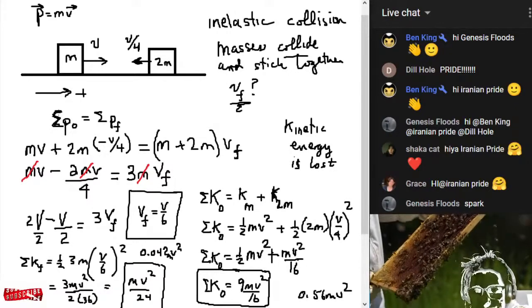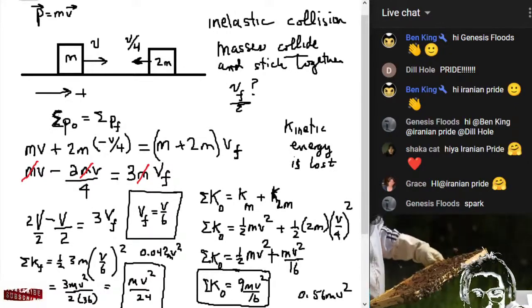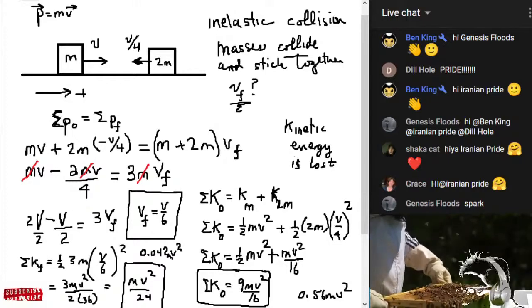All right. Any questions before I erase all this? We'll do the next type of collision next.